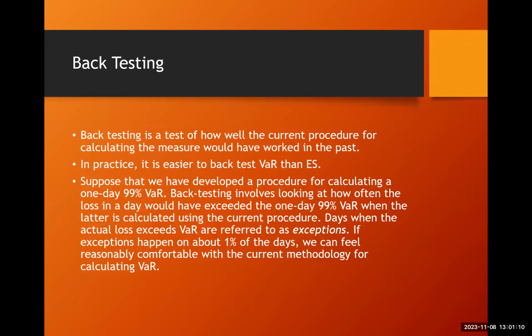We then discussed back testing, which is trying to see if your assumptions about value at risk are accurate. And we do this by comparing the number of predicted exceptions to the number of actual exceptions. We can then run a hypothesis test where we assume that the probability of an exception is actually this alpha percent.